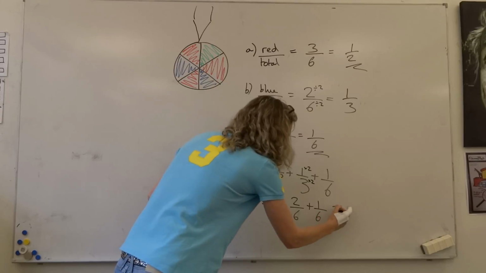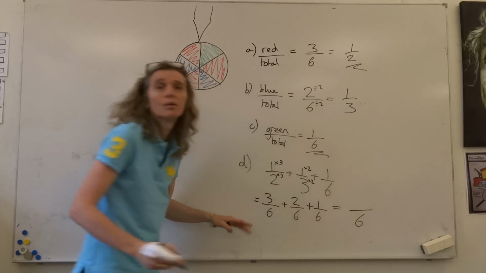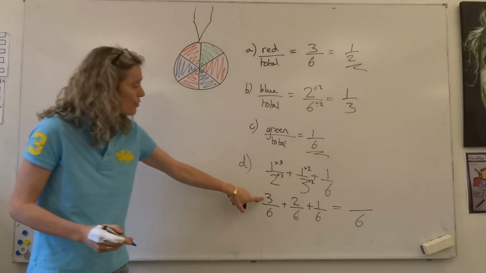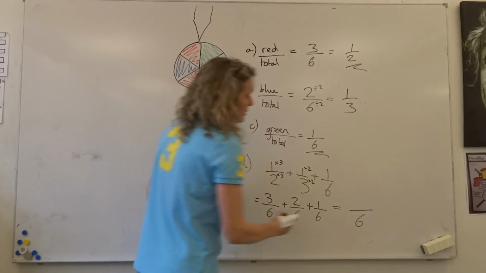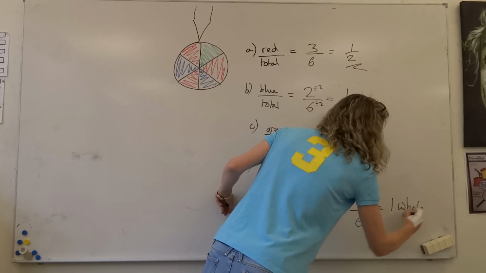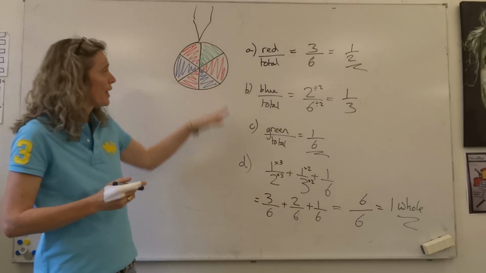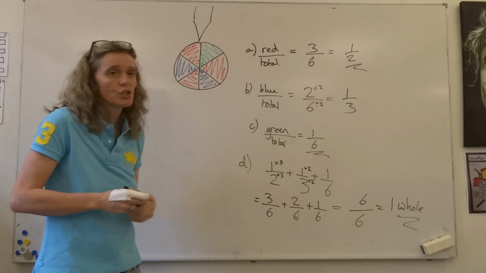To add fractions, the denominator stays the same. We're adding in 6. It stays in 6. 3 plus 2 plus 1 is 6, so we get 6/6 equals 1. Okay, so that would be 1 point for each question there.